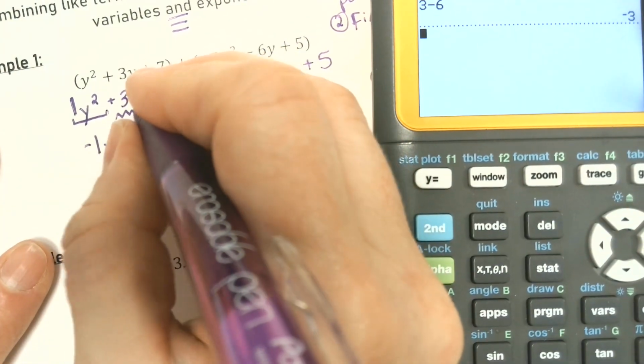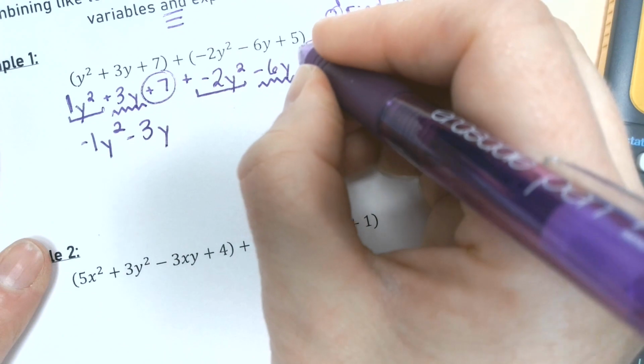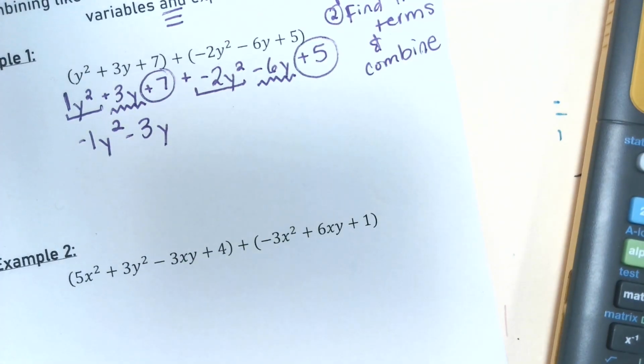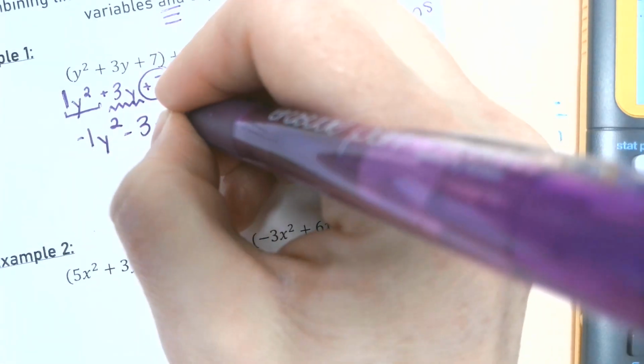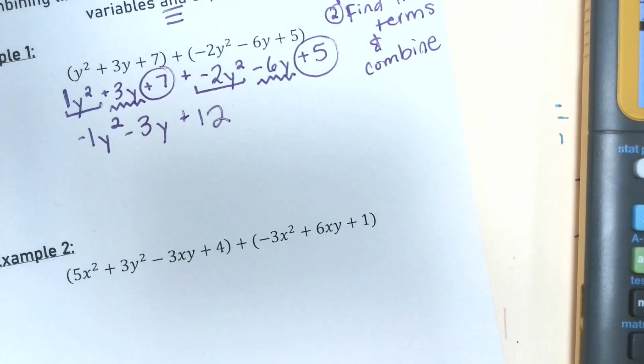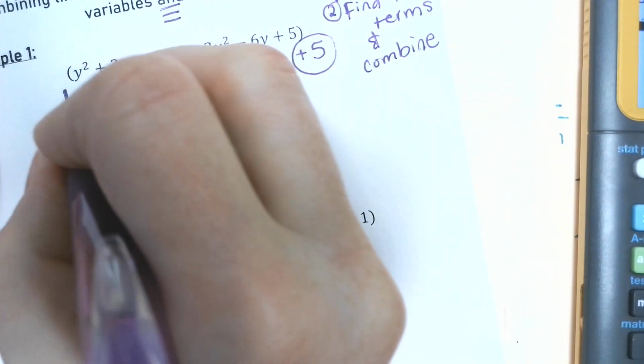And then 7 plus 5. And I keep the sign with the constants. So go ahead and do that. 7 plus 5. So I'm going to put plus 12. Now I just look back over it and make sure I'm done. There's nothing else to combine. So go ahead and put a box around it.